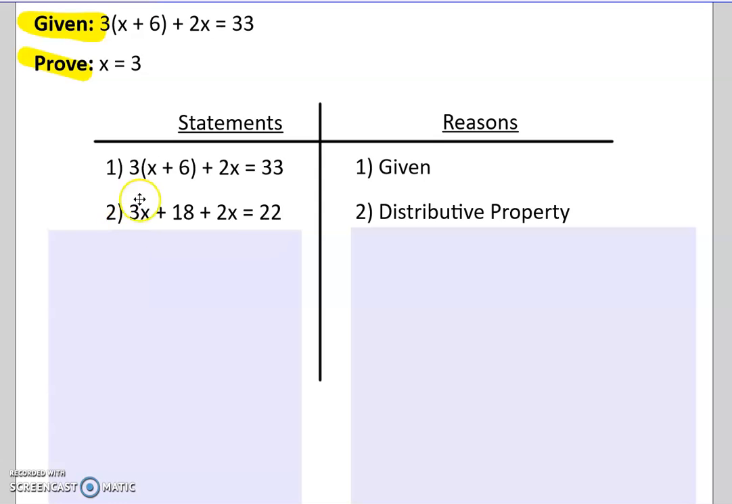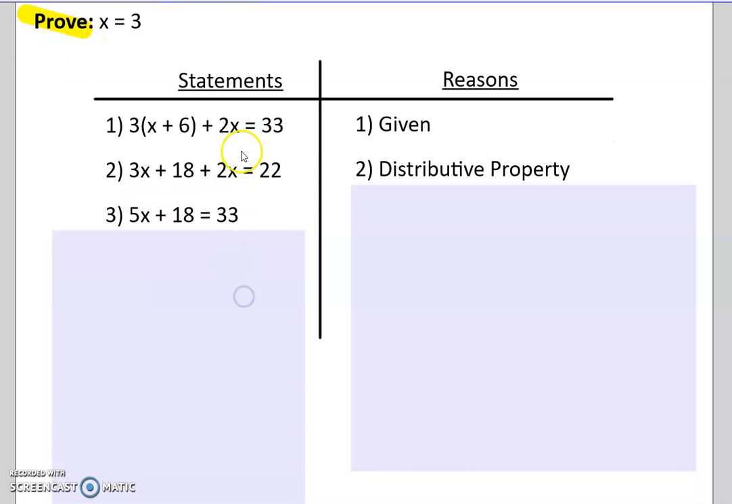The next thing you would probably want to do is combine like terms, right? 3x plus 2x, we can combine those. Your reasoning is to simplify, right? Let's simplify that equation because we're trying to solve for x. What would you do next?